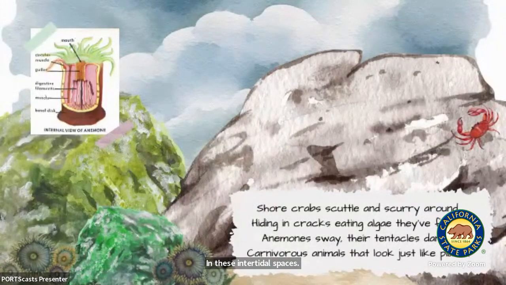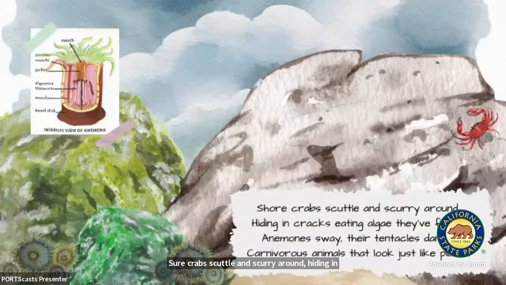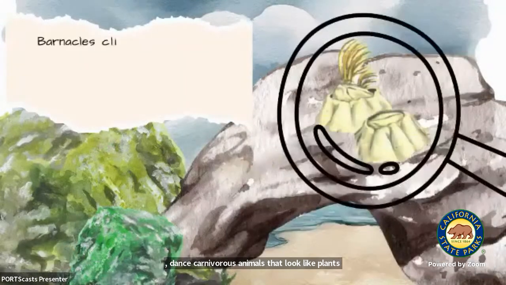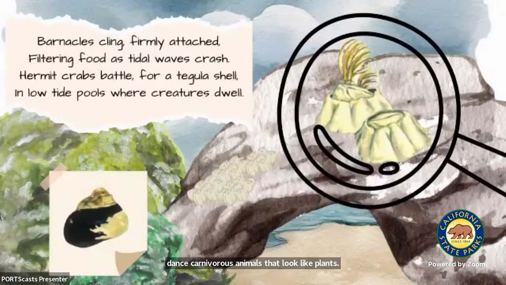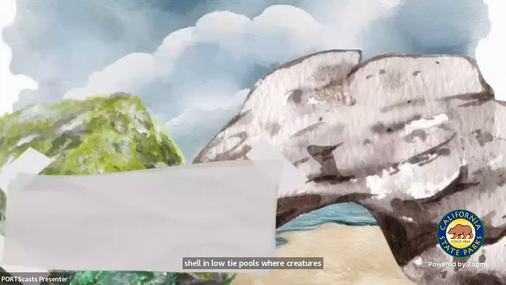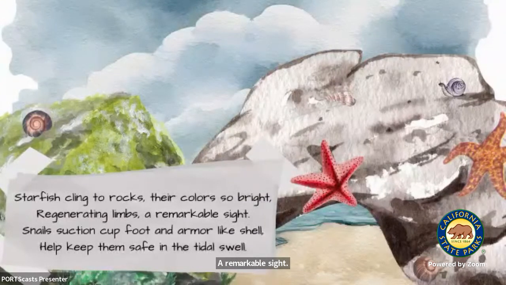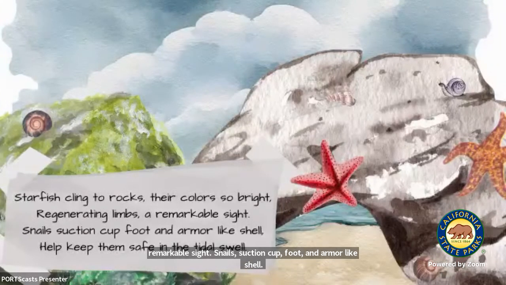Shore crabs scuttle and scurry around, hiding in cracks, eating algae they've found. Anemones sway, their tentacles dance, carnivorous animals that look like plants. Barnacles cling, firmly attached, filtering food as tidal waves crash. Hermit crabs battle for a turban shell in low tide pools where creatures dwell. Starfish cling to rocks, their colors so bright, regenerating limbs, a remarkable sight. Snails, suction cup foot and armor-like shell keep them safe in the tidal swell.